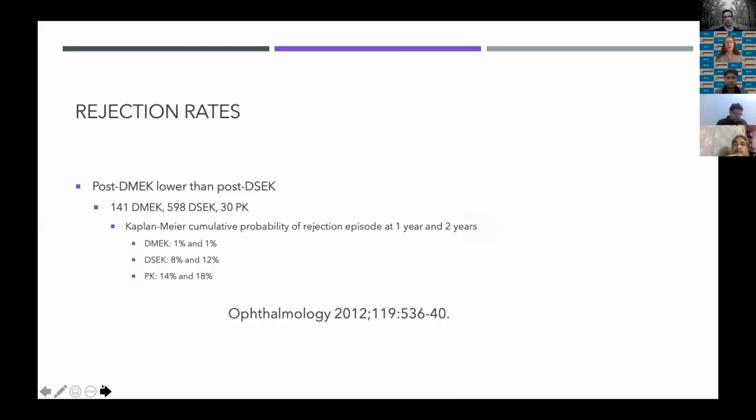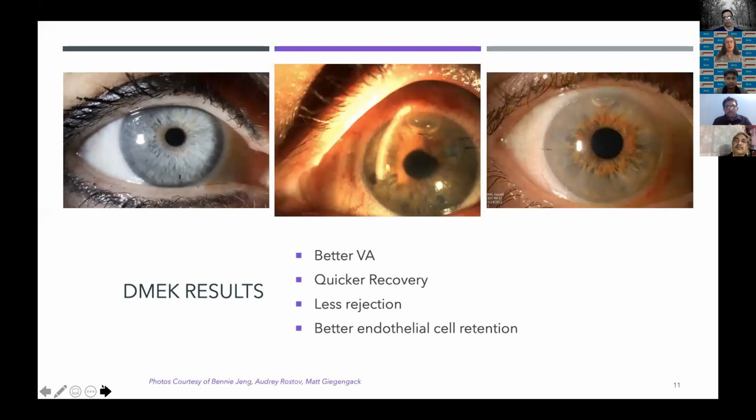Why do DMEK? Well, as has been pointed out, post-DMEK rejection rates are lower than DSEK. Looking at this article from 2012 in Ophthalmology, DMEK rejection rates are really about 1%, DSEK 8 to 12%, and PK, of course, higher than that. In my own practice, I have found a rejection rate of just about 1 to 2%.